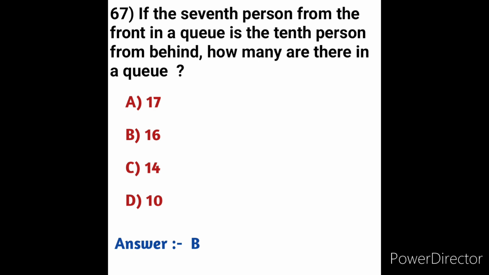From this question we get non-medical questions. Question number 67. If the 7th person from the front in a queue is the 10th person from behind, how many are there in the queue? Here option B is the correct answer, 16. How? According to the question, the person is at the 7th position in the queue from the front, so 6 persons are in front of the person. The person is at the 10th position from the back, so there are 9 persons behind. So here front is 6, back is 9, and with the person himself, 1.